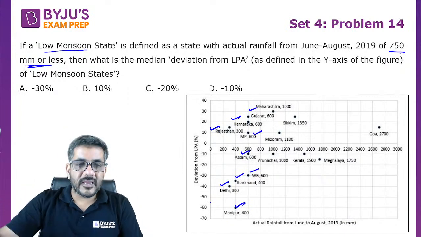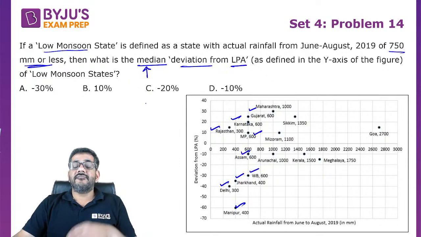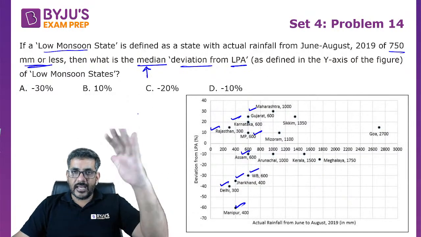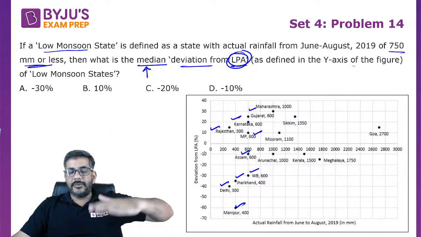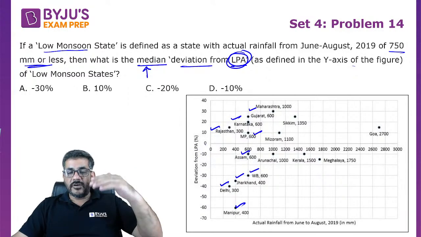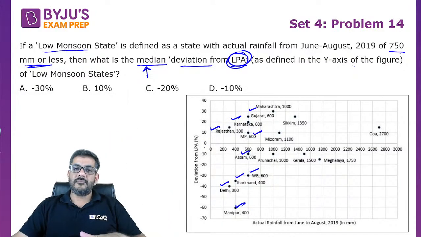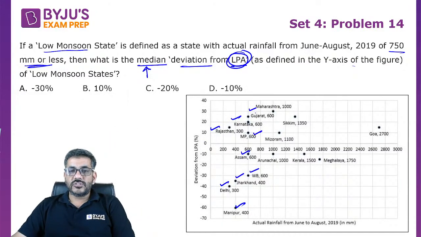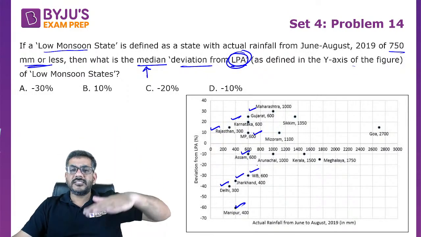Among all these, the question asks: what is the median deviation from LPA? What is the median? Median is the value which lies in the middle in ascending or descending order. He says it's defined on the y-axis. Based on LPA, tell me the median. Of course, LPA is already arranged on the y-axis. The values on the higher side are above, and the lower side values are below in the table. So it is already formed that way. Gujarat has the highest LPA, followed by Karnataka, Rajasthan, MP, Assam, West Bengal, Jharkhand, Delhi, Manipur. So it is already arranged in an order.